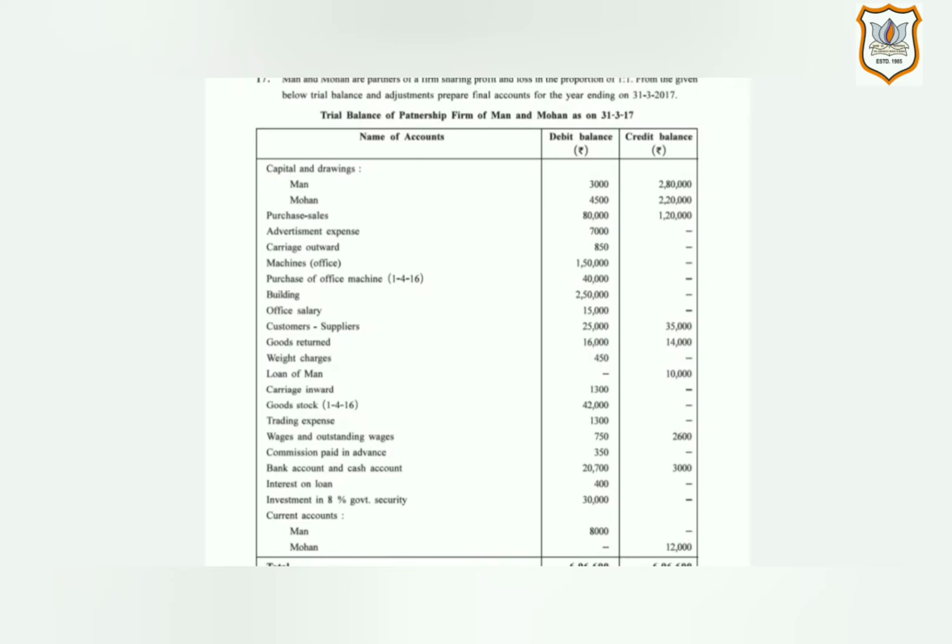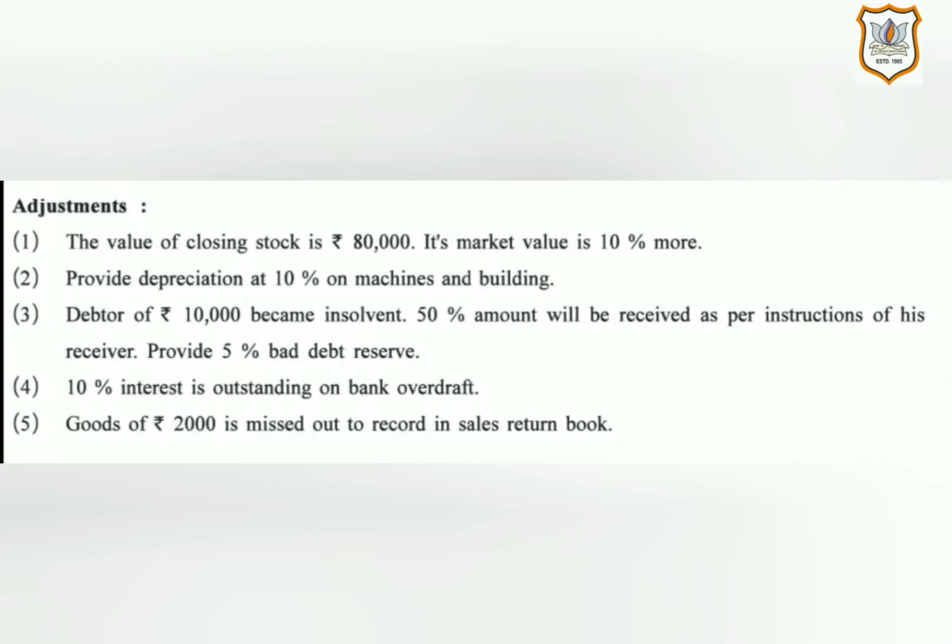Here there are two partners, Man and Mohan, and they are sharing profit and loss in equal proportion. Here, trial balance of partnership firm is given as on 31st March 2017. And some adjustments are given about closing stock, depreciation, bad debts reserve, outstanding interest on bank overdraft, and sales return book. So let's start.